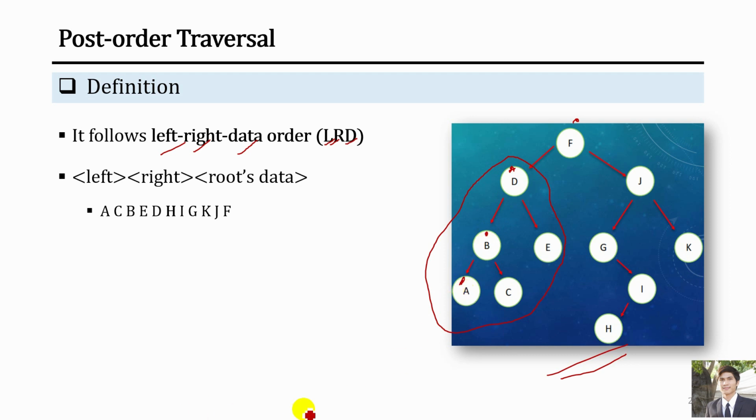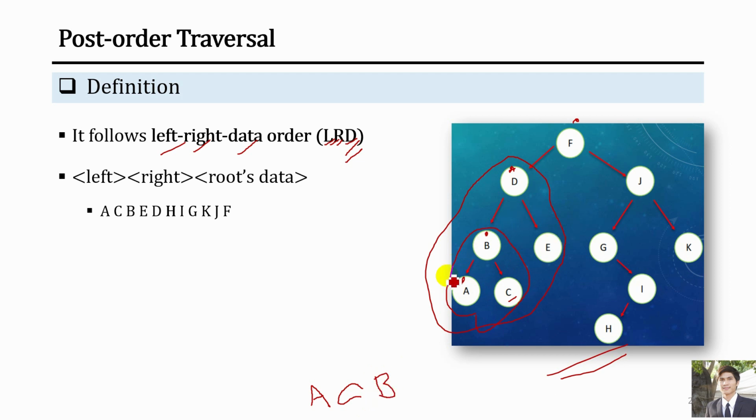So A now, we can display A, because A has no other child. After A, we go right. The node A is considered a child of B, and its sibling is C, right? So after A, we go right, which is C. So after A, we got C, and next we go to our data, after left and right. Focusing on the A and C children here, we go to the parent, which is B. Okay, we get A, C, and B.